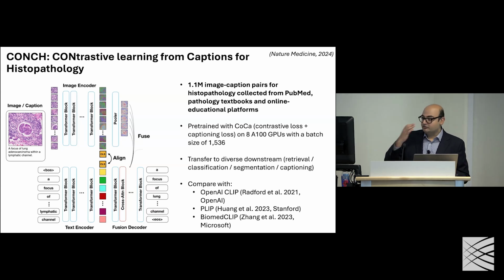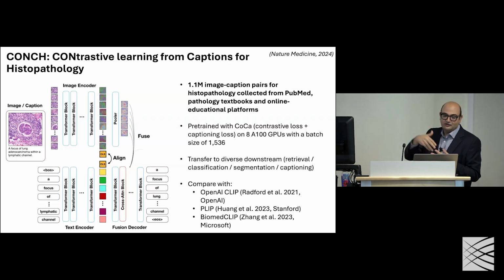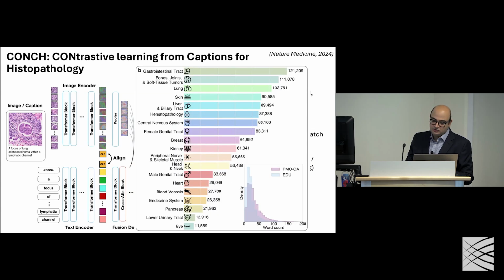In this case, this was more of a proof of concept where we used 1.1 million image caption pairs from the PubMed open access database. A lot of people have asked us, why have we not used the entire PubMed database? There's no way for us to do that. There are licensing issues, and that data is also not readily available. So it was limited to the PubMed open access database, and we just used human tissue and used the morphologic description corresponding to the image. And by contrasting between the two, this is a distribution of all the organ systems that were used.